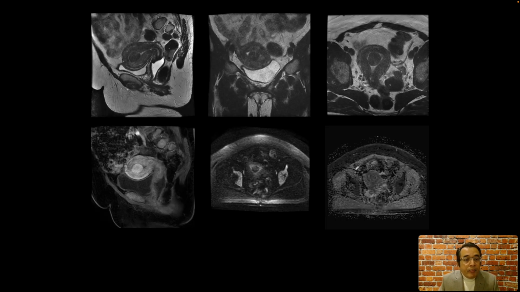Next patient presented with menorrhagia, and we're looking at multiple images from the MR of the pelvis. The T2 weighted images in all three projections are on the top, showing that the endometrial cavity is occupied by this T2 hypointense focus. And this focus shows enhancement and no restricted diffusion on DWI and ADC images. Putting everything together, this is a polypoid or a submucosal fibroid.